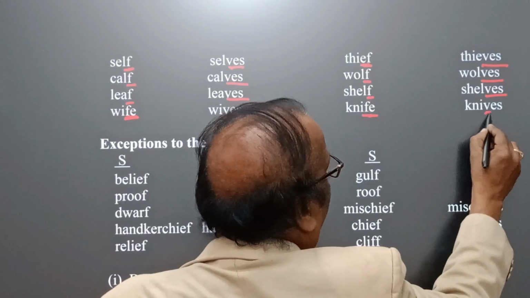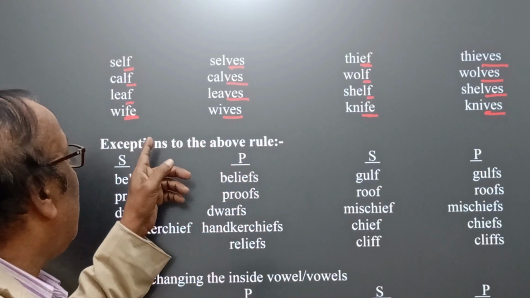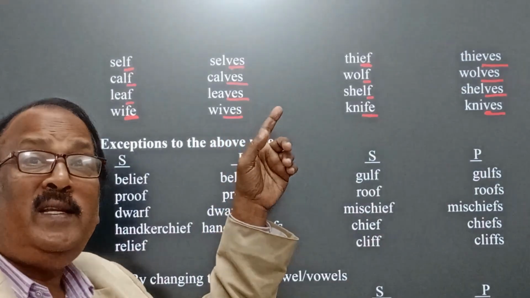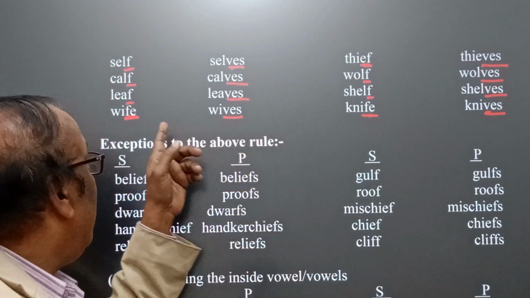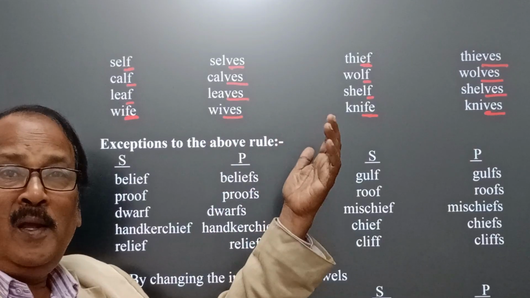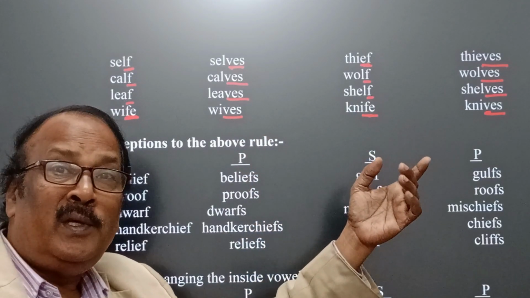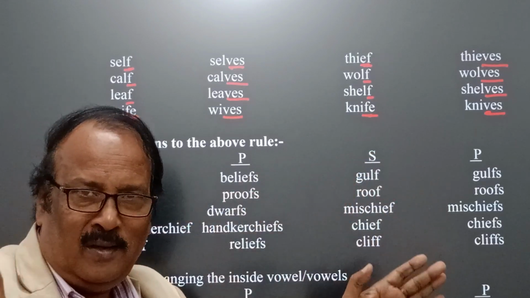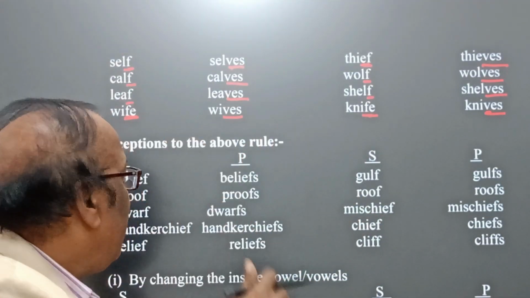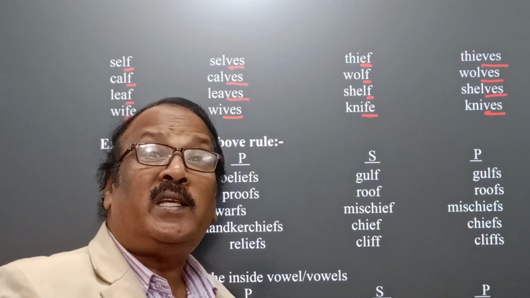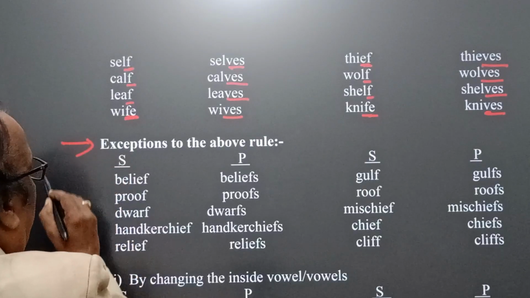So we have to remember that if any singular countable noun ends in f or fe, then in plural of that noun ves is used. Okay, this is the rule. Come to the next idea. But here we also find exceptions of this rule.